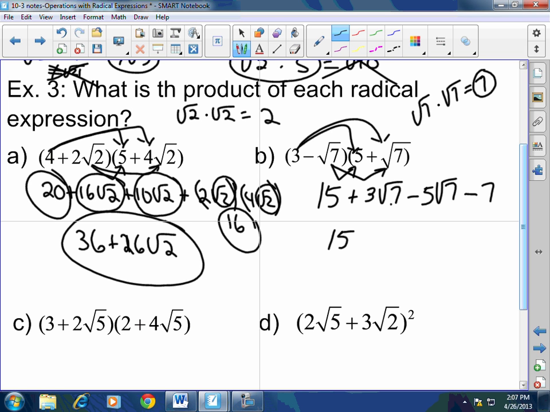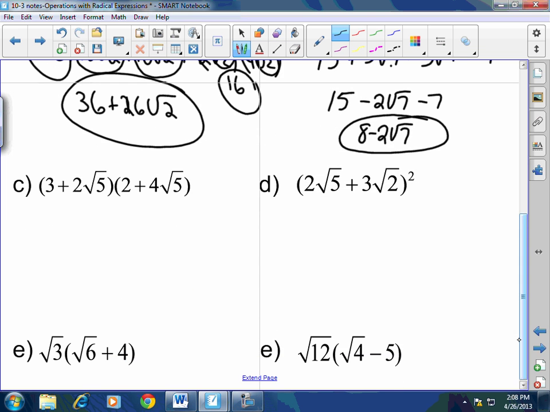Now I have 15 minus 2 square root of 7 minus 7. So that's going to be 8 minus 2 square root of 7. Done. Okay? I'm running out of time here. So I'm going to skip C.